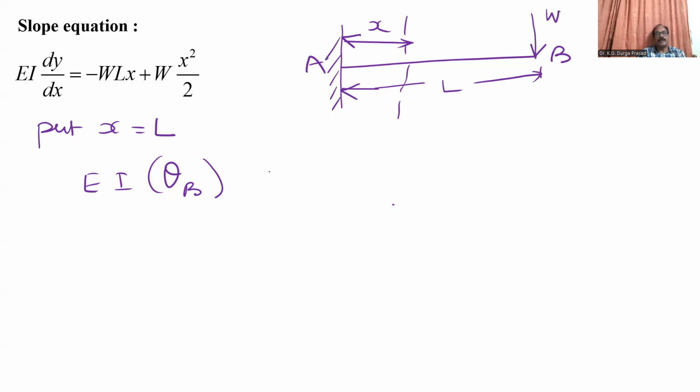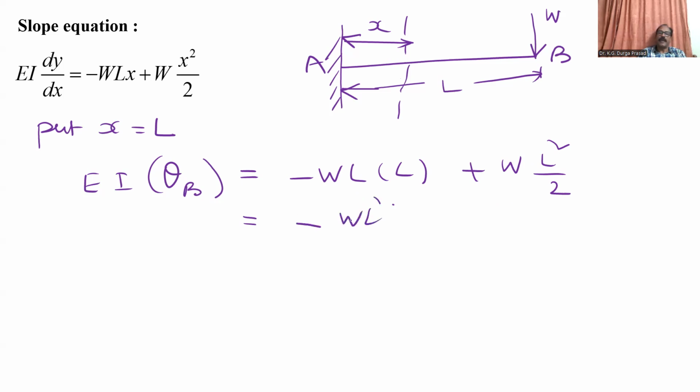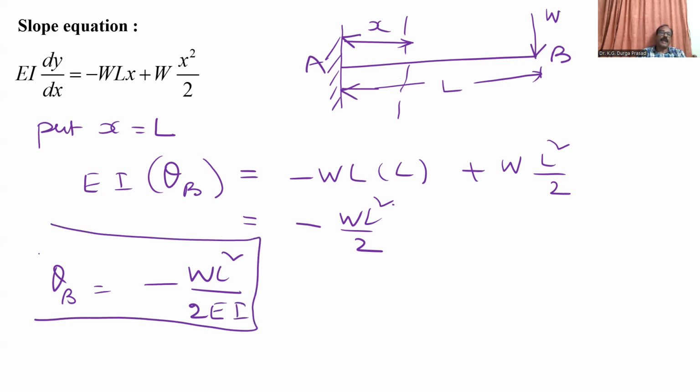So EI into theta B equal to minus WL, in place of x I substitute L, plus W into L square by 2. You simplify this: minus WL square plus WL square by 2, you are getting minus WL square by 2. Then what is theta B? Taking EI to the right-hand side, theta B equal to WL square by 2EI. So this is the expression for slope of the cantilever beam at the free end when it is subjected to point load at its free end.